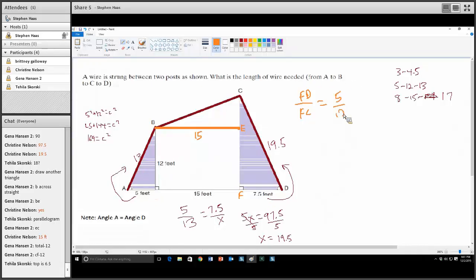Do you see why that works? Because they're corresponding sides of similar triangles. This to this, as this to this. And we know FD is 7.5, so we can say 7.5 is to x as 5 is to 12. And then 5 times x is 5x. 12 times 7.5 is 90. So x equals 18.